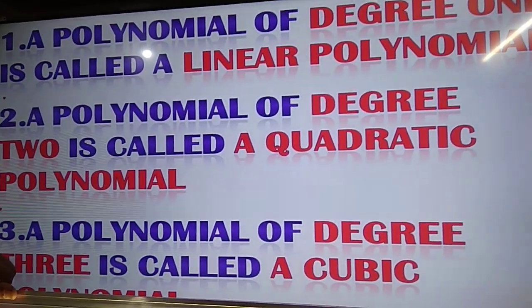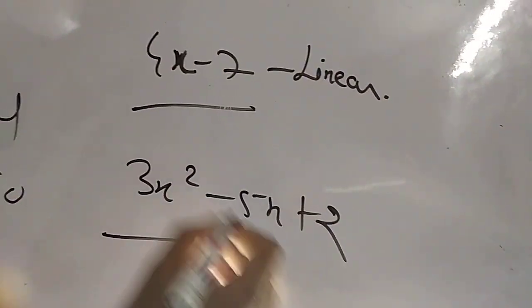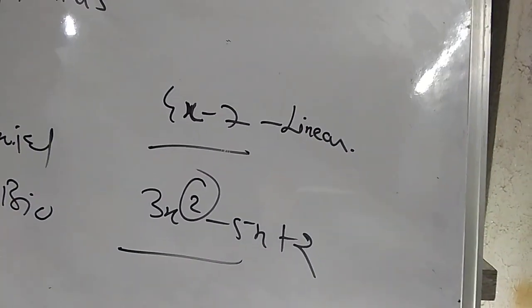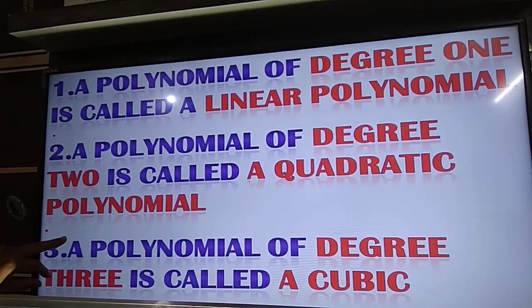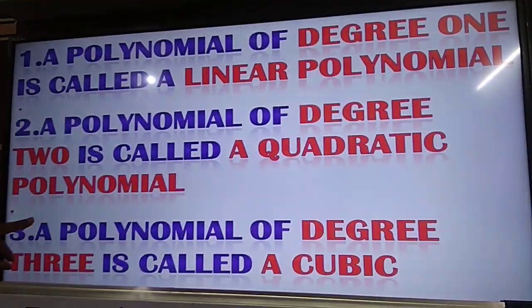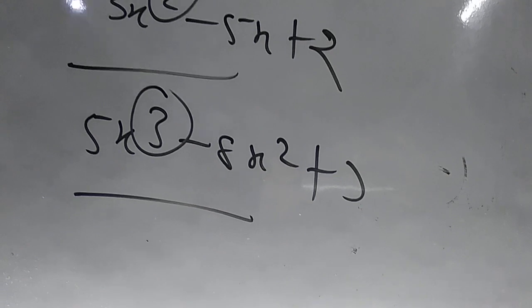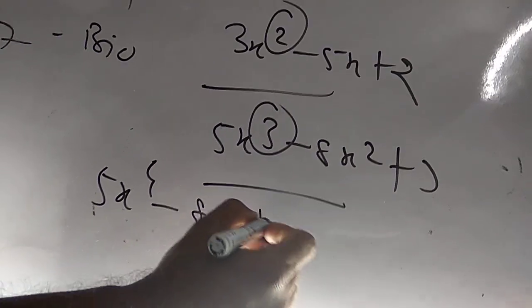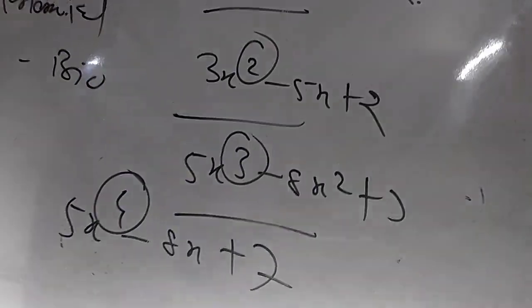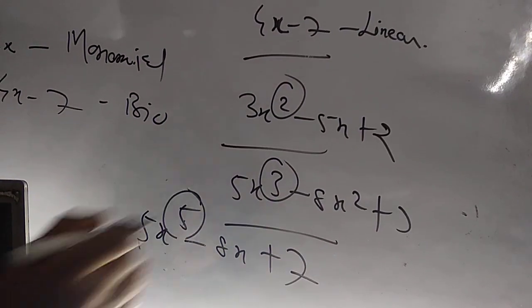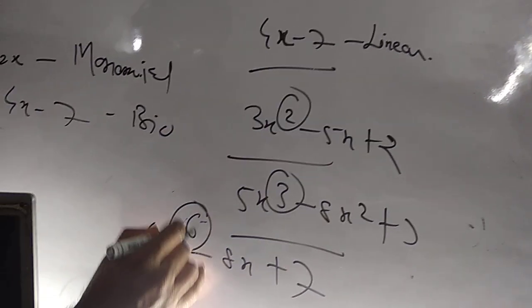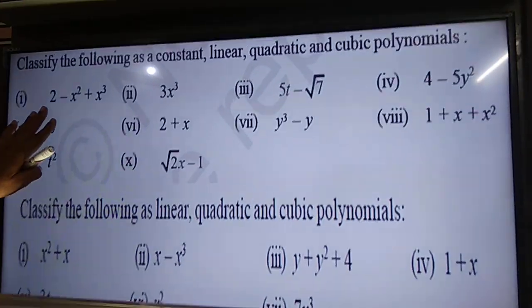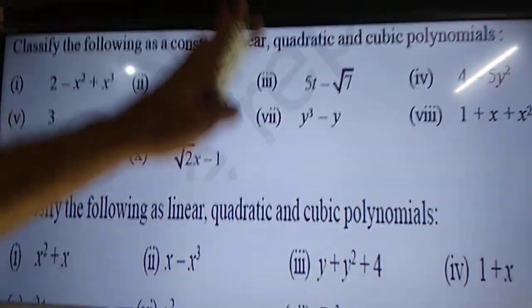Another is a polynomial having degree 2, which is called a quadratic polynomial. Let us say 3x square minus 5x plus 2: the highest power of the variable is 2, that is why it is called quadratic. Another is the cubic polynomial. A cubic polynomial means a polynomial having degree 3, let us say 5x cube minus 8x square plus 7. Now the highest power of the variable is 3, so it is a cubic polynomial. And suppose 5x raised to power 4 minus 8x plus 7, then it is called a polynomial of degree 4. If we take power 5, then a polynomial of degree 5, and with 6, a polynomial of degree 6.